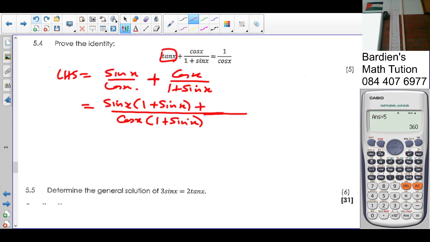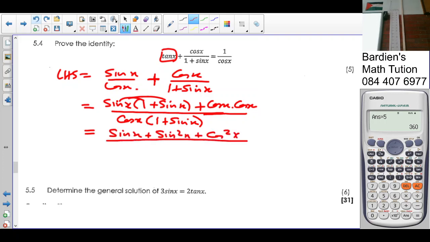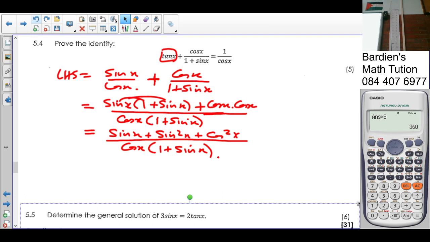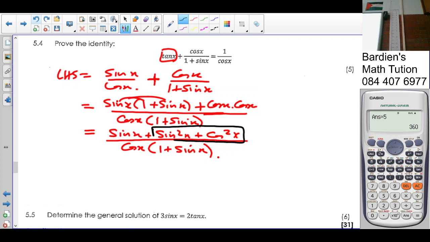Plus, that plus is coming from there. Cos x, the denominator, which is 1 plus sine x, must be multiplied by cos x, the numerator also by cos x. So we get rid of the brackets, multiply that out, and get sine x plus sine x times sine x is sine squared x plus cos squared x over cos x into 1 plus sine x. So what do we notice now? Sine squared x plus cos squared x is equal to 1, so it's going to be sine x plus 1 over cos x into 1 plus sine x.